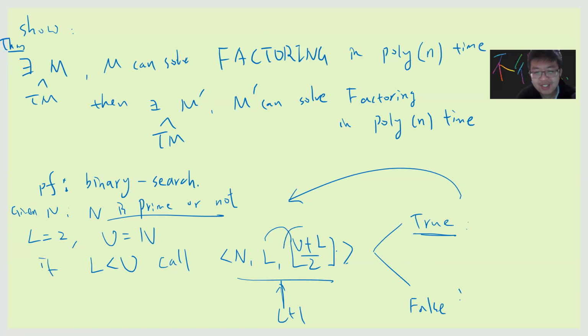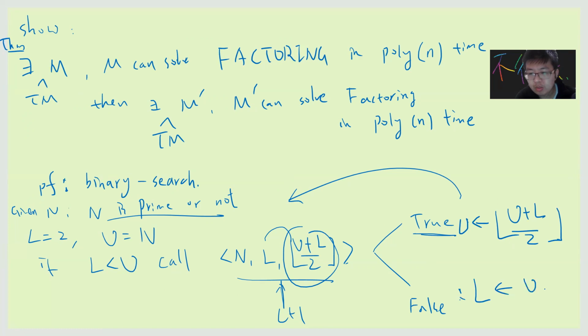If it's true, that means there is a prime factor in this range, so you set U to (U plus L) divided by 2. Otherwise, you set L equal to (U plus L) divided by 2.